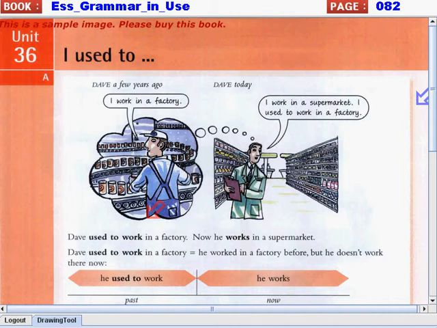Today we will discuss a new lesson, Unit 36. It's about the phrase "I used to." Now, when do we use the phrase "I used to"?